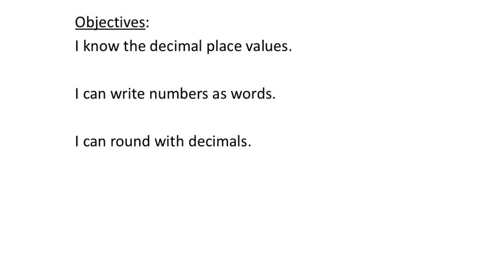All right, there's our three objectives. I know the decimal place values. I can write numbers as words, and I can round with decimals. We did all three. Hopefully it was adequate enough to get that assignment done.